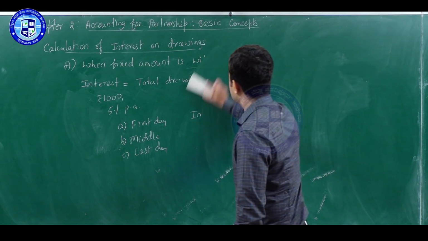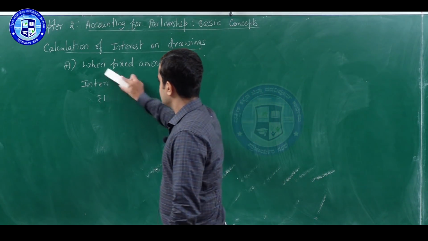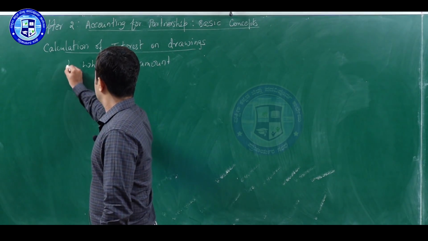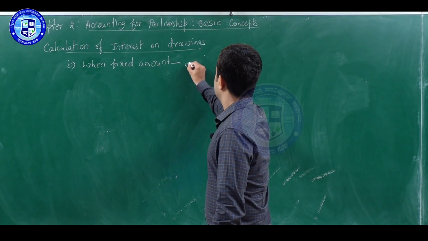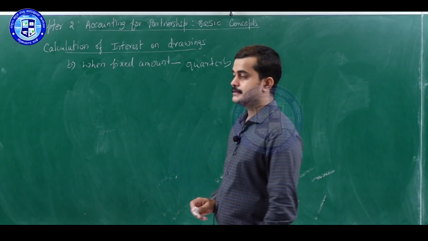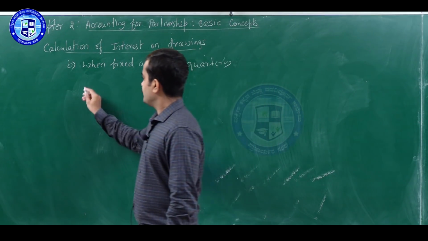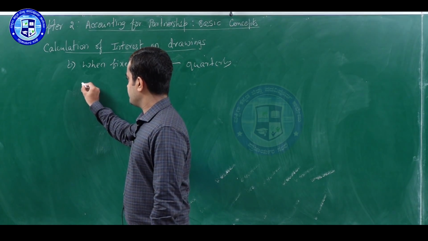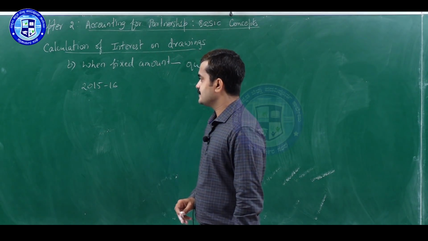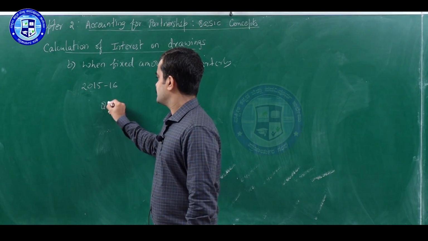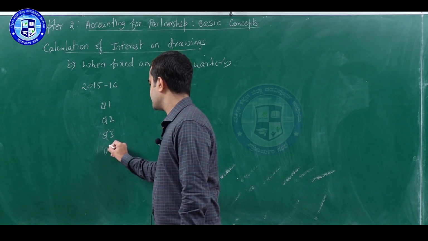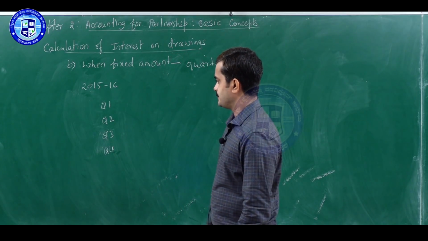So, next we will look at the second situation in which a fixed amount will be withdrawn quarterly. So, how many quarters are there in an accounting period, say 2015-16? There are 12 months and 4 quarters. So, Q1 first quarter, Q2 second quarter, Q3 third quarter, and Q4 fourth quarter.